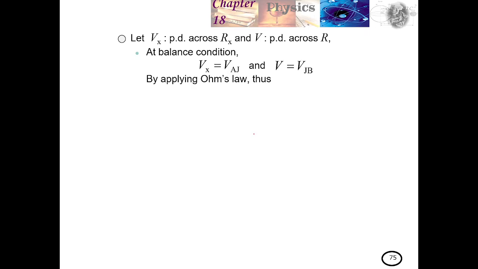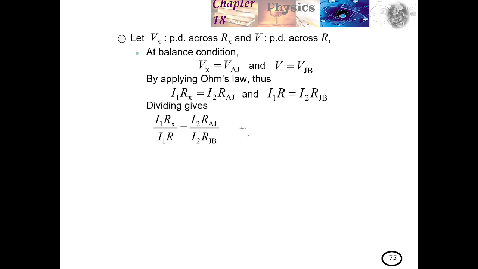So let Vx be the potential across Rx, and V be the potential across R. Okay, so Vx equals Vaj and V equals Vjb. By applying Ohm's law, thus I2 Rx equals I2 Raj and I2 R equals I2 Rjb.